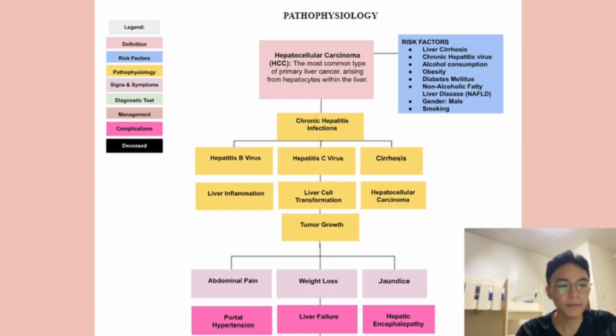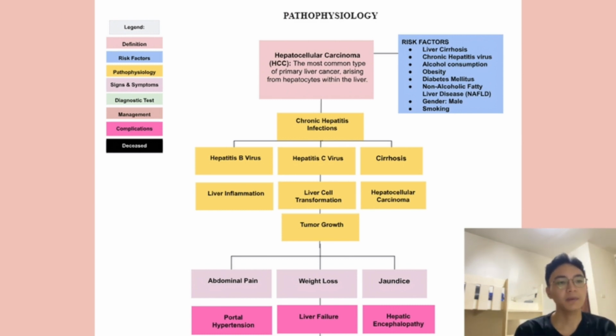Lastly, under the complications, we have portal hypertension. It is an elevated pressure in the portal venous system. The portal vein is a major vein that leads to the liver. The most common cause of portal hypertension is cirrhosis, or the scarring of the liver.